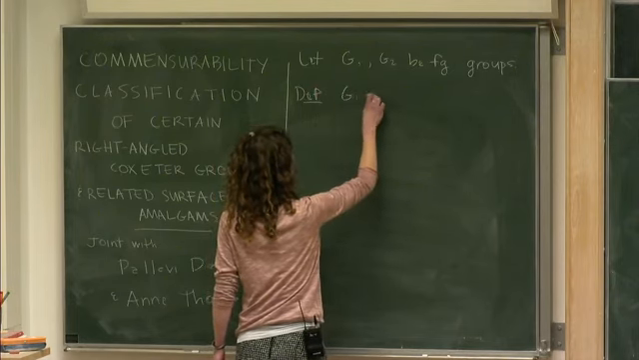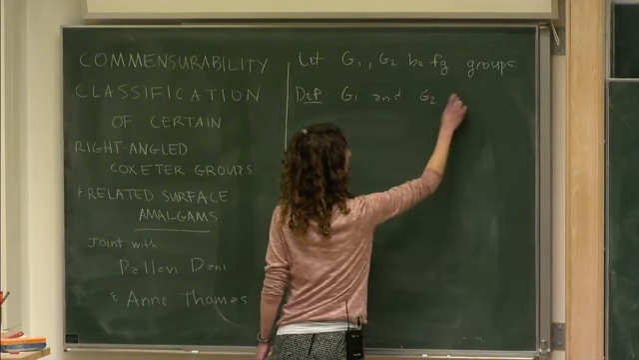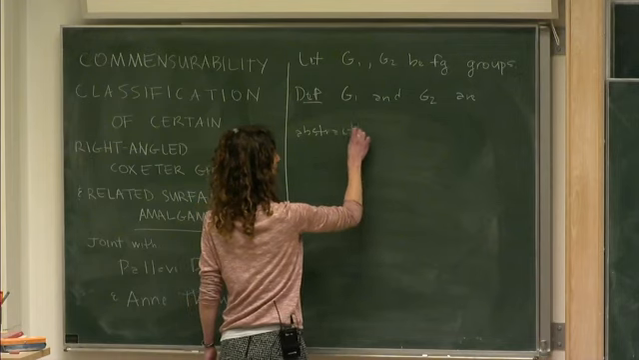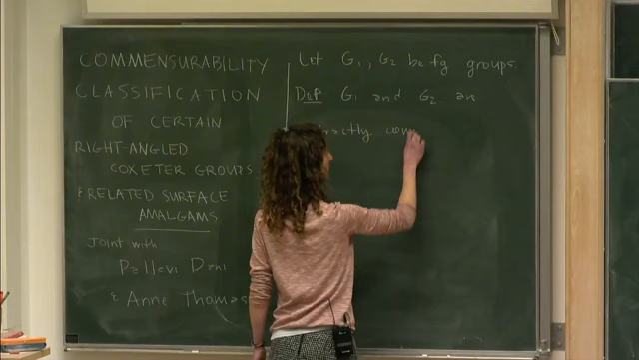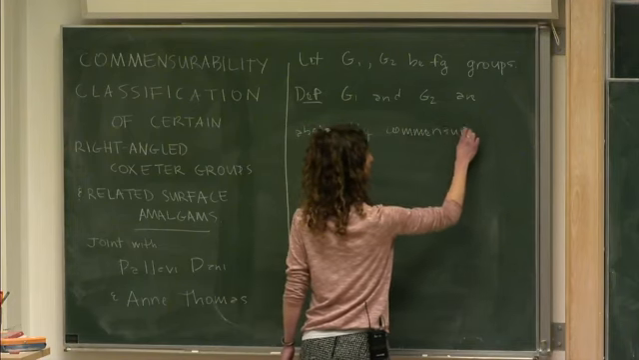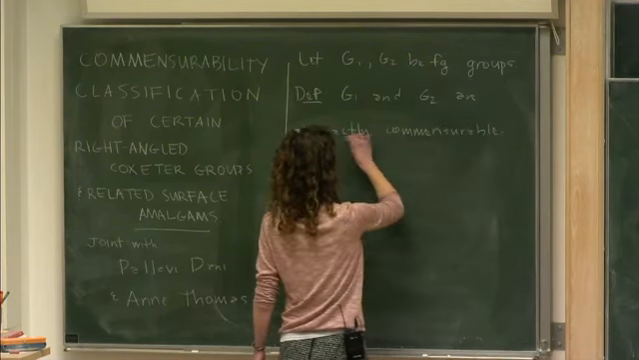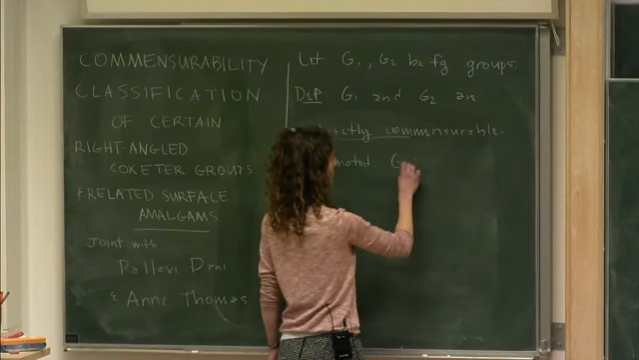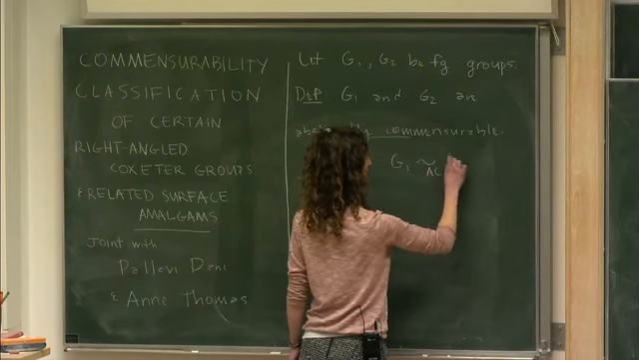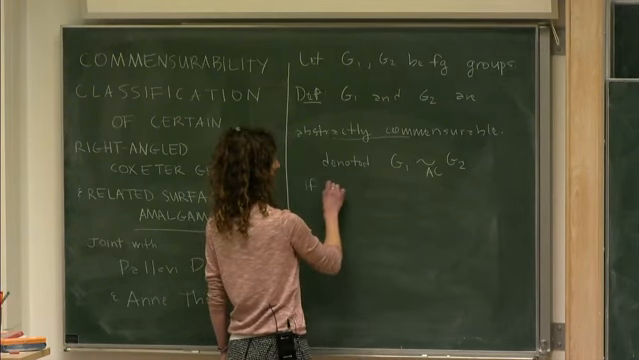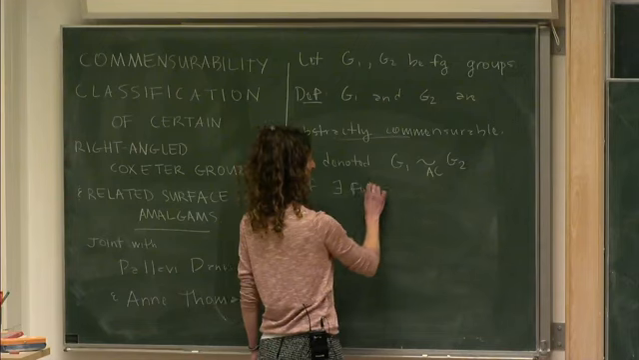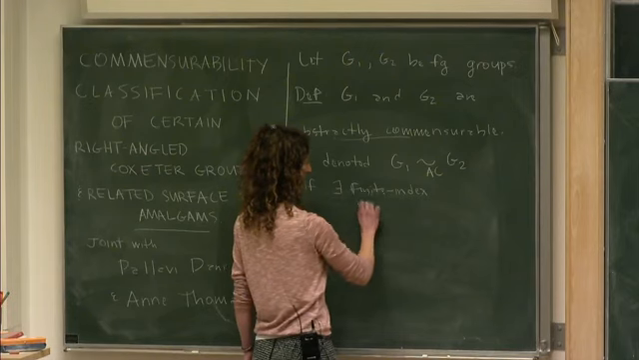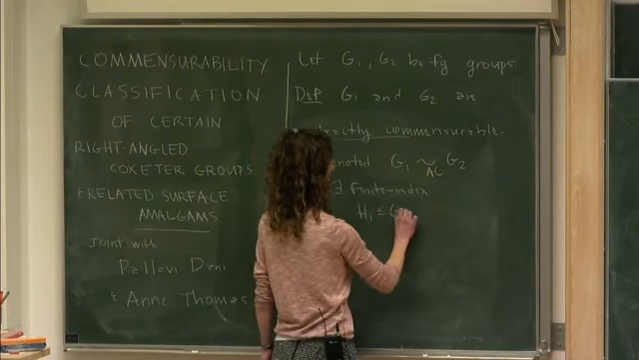We say that G1 and G2 are abstractly commensurable, which I'll denote by the letters A and C, if they contain finite index subgroups which are isomorphic.